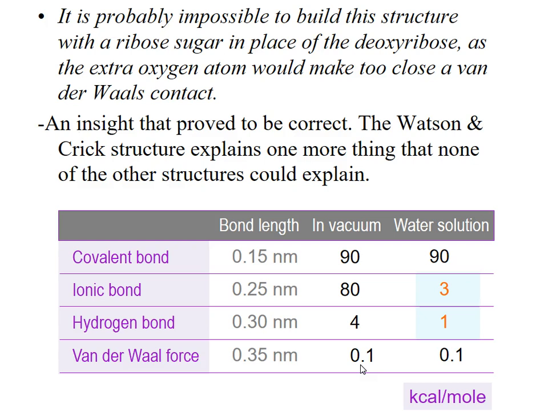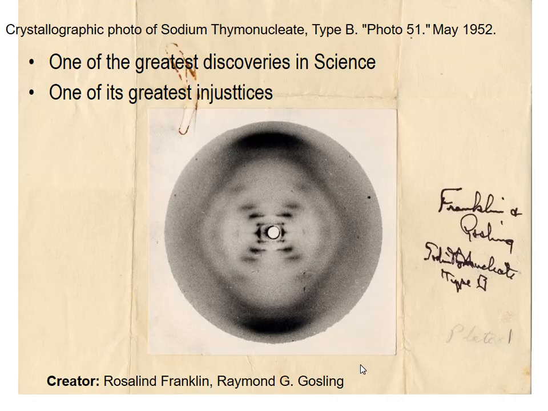So now everything is clear, the bases are clear, the diameter is there, and deoxyribose. And this is a very beautiful picture. This is the X-ray crystallography picture, the notebook, everything is there: sodium, hydrogen, type B. Everything is clear. This is the data, and one of the greatest discoveries in science. Sometimes it happens.